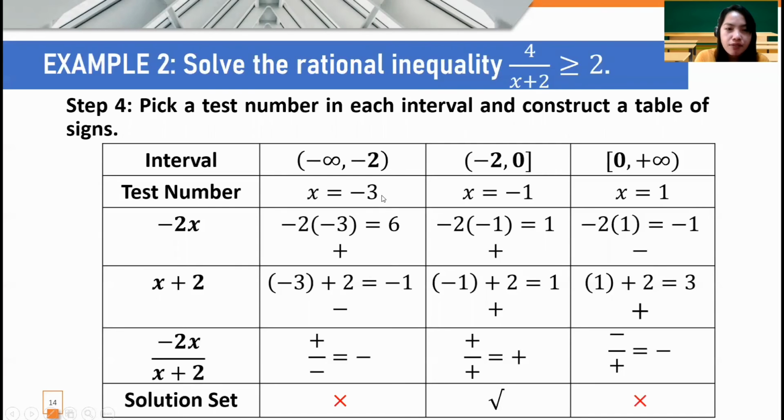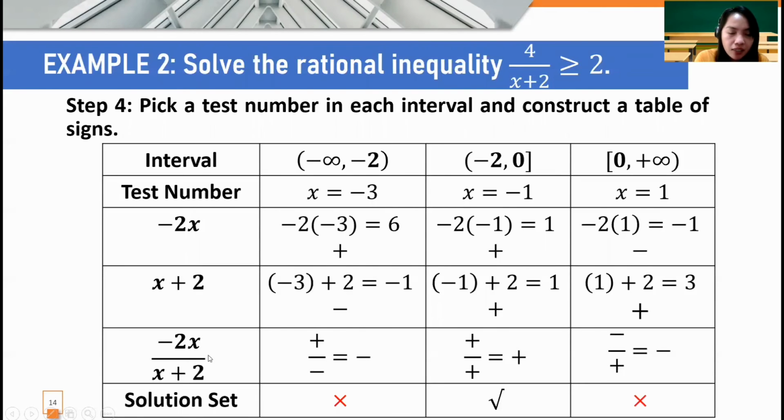Next, we have negative 3 plus 2. That is negative 1. The sign of 1 is negative. Negative 1 plus 2, that is positive 1. The sign of 1 is positive. And 1 plus 2 is positive 3. The sign of 3 is positive. Now, let's take note that this sign here is positive and then here is negative.